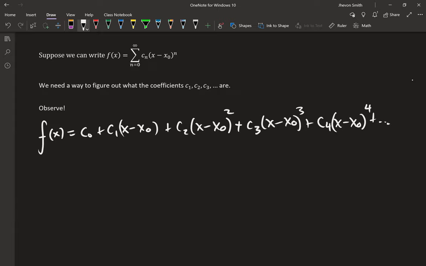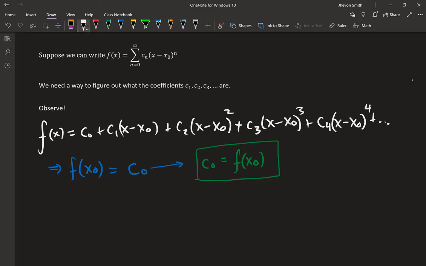Well, you might notice here that we do have a low hanging fruit. I can actually figure out one of these C's pretty easily. Let's do blue. Notice that if I were to plug in f of x naught, what's going to happen? All the x minus x naught terms will go to zero because I'm plugging in x equals x naught. So all of those are going to go to zero except the first one. So my first coefficient, C sub zero, is given by the function that I care about evaluated at x naught, the point where the series is centered. Now here is how we're going to figure out the other ones.